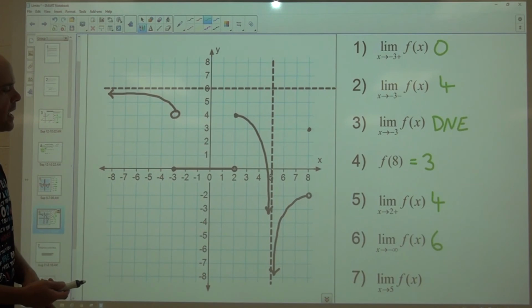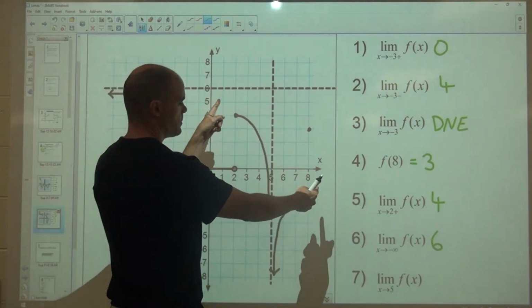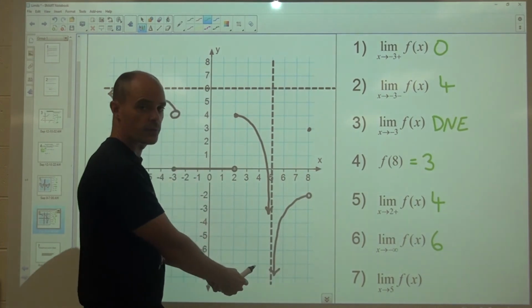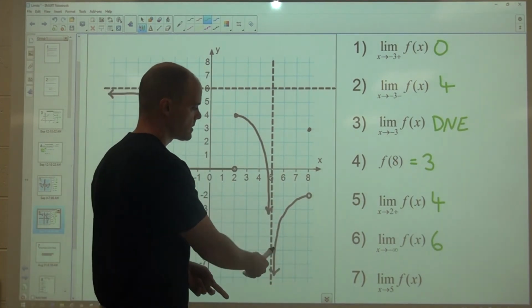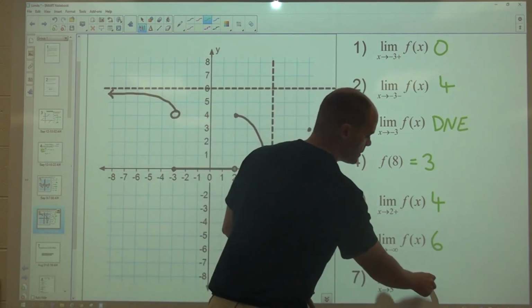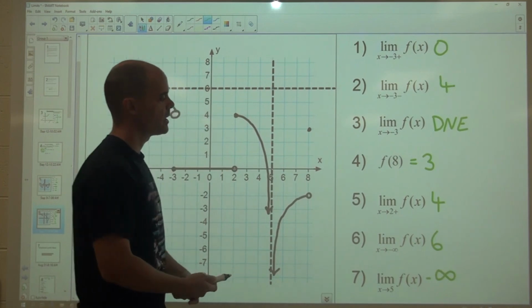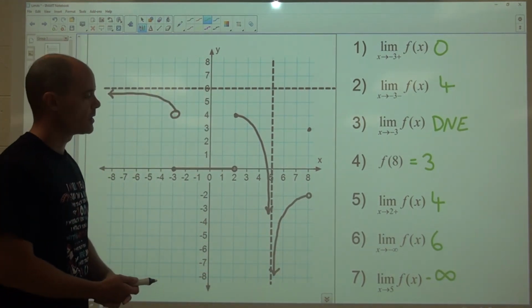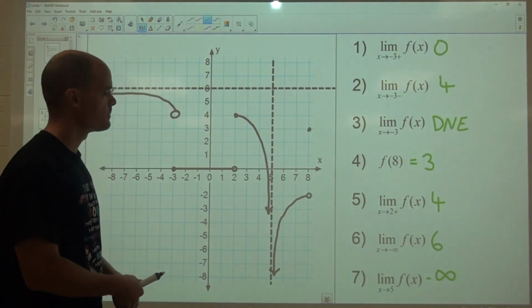And what about 5? Kind of tricky here, but as we come to 5 in both directions, it is going down forever. So this is consistent. Both sides of the asymptote are approaching -infinity. So we can write -infinity. It's probably more correct to write that. I would not mark it wrong. I would accept an answer of does not exist in that case.